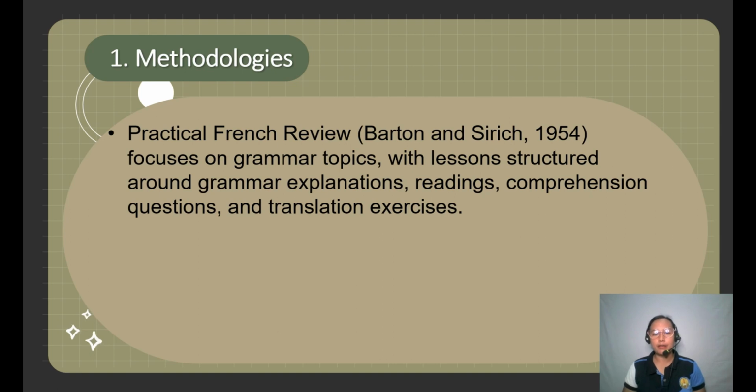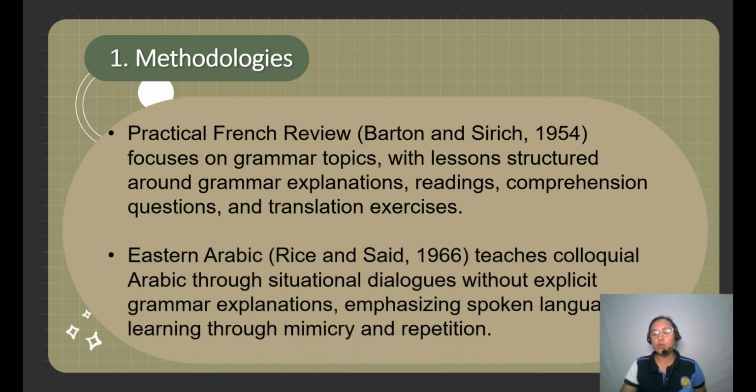The first example is the book Practical French Review, written by Barton and Sarich in 1954. This book focuses more on grammar topics, with lessons structured around grammar explanations, readings, comprehension questions, and translation exercises. Meanwhile, the second example, opposite to Practical French Review, is Eastern Arabic, written by Rice in 1966. This book teaches colloquial Arabic through situational dialogues without explicit grammar explanations, emphasizing only spoken language learning through mimicry and repetition.